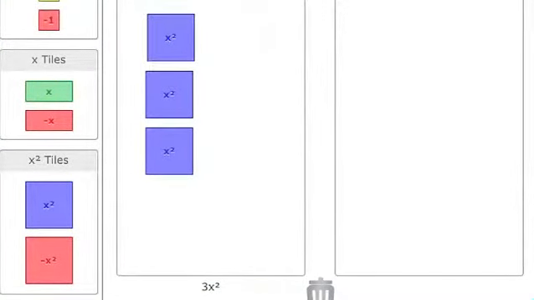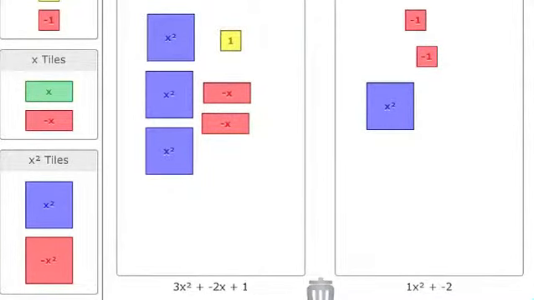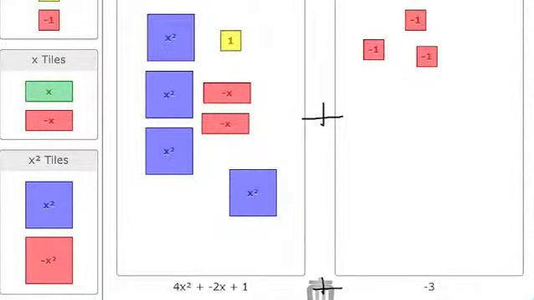If we were going to add 2 separate polynomials to one another, we could start on the left with the polynomial 3x squared minus 2x plus 1. Next, on our other polynomial, we could have x squared minus 3. If we decide to add the 2 polynomials together, we simply combine them onto one mat. So we can move all of the tiles from the right over to the left.